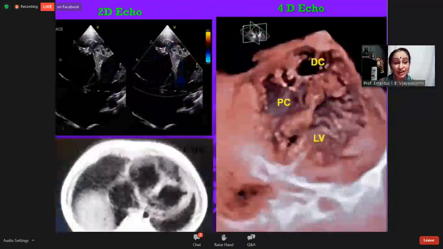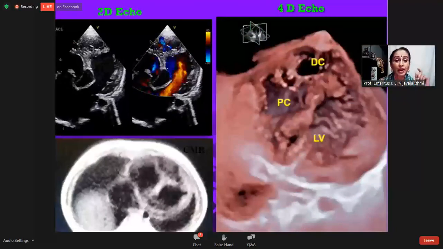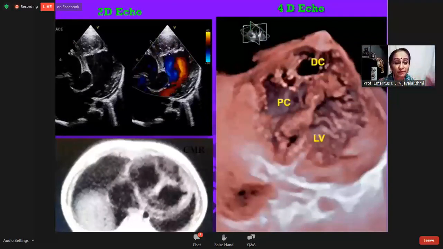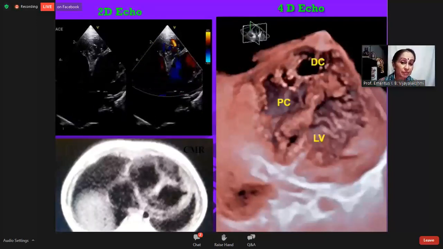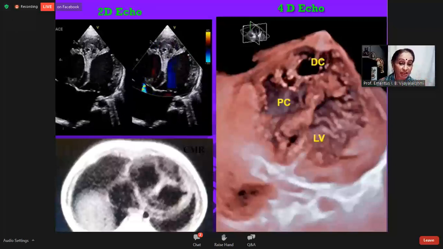Now, since the child had pulmonary stenosis, and I wanted to make sure, because if I open the pulmonary stenosis with the balloon, the VSD might become worse and then the PH may occur.